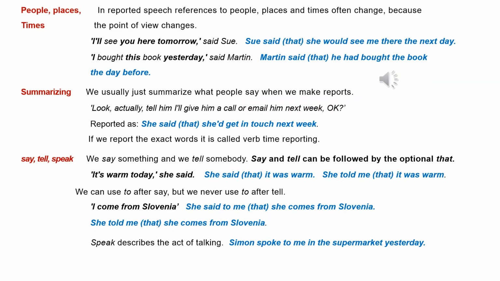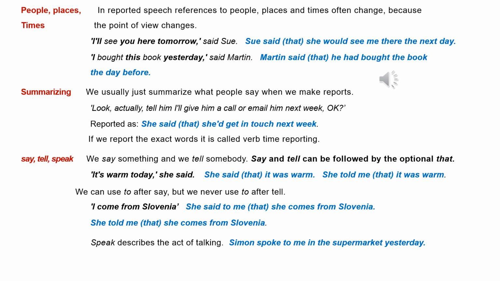People, places, times. In reported speech, references to people, places and times often change, because the point of view changes. "I'll see you here tomorrow," said Sue. Sue said that she would see me there the next day. "I bought this book yesterday," said Martin. Martin said that he had bought the book the day before.